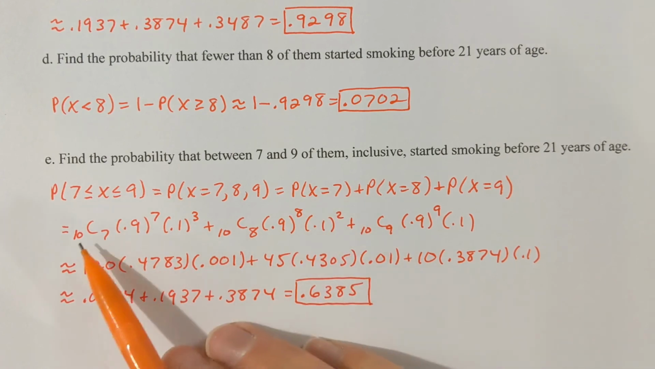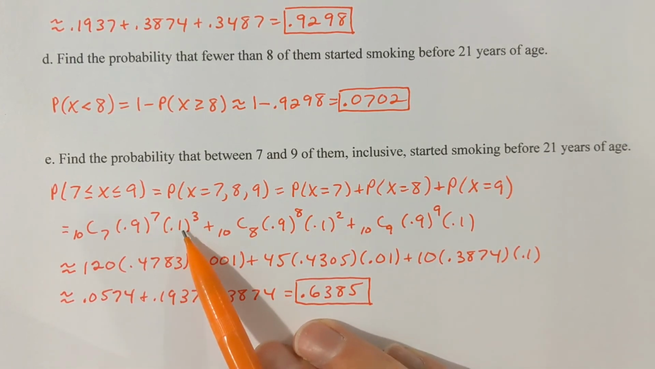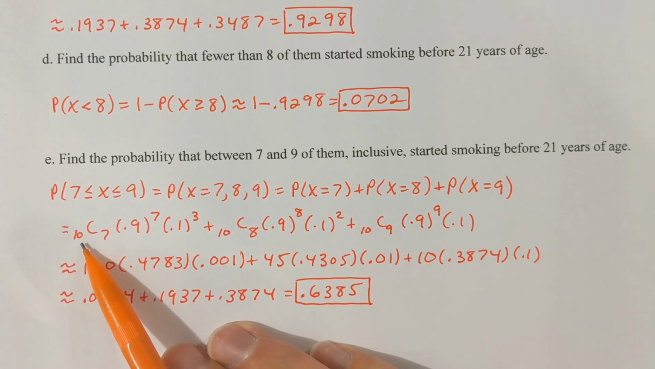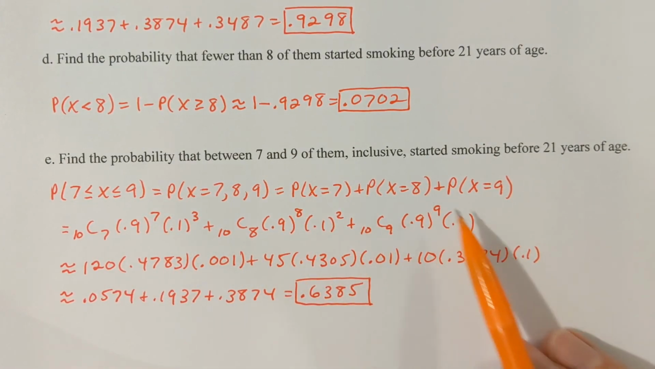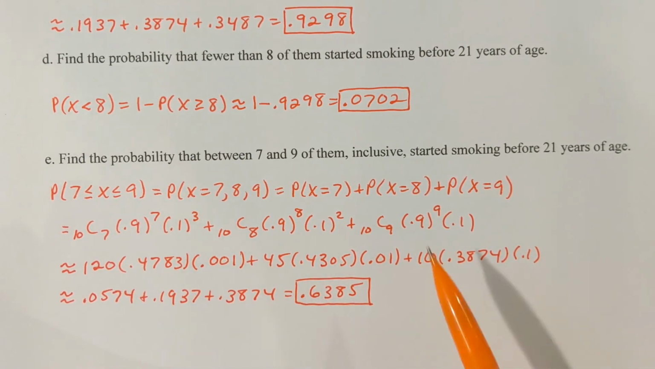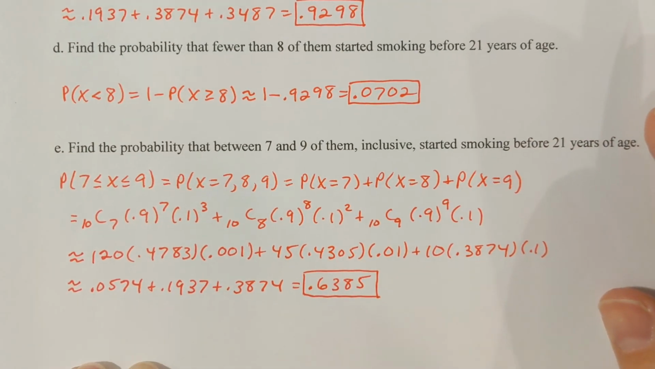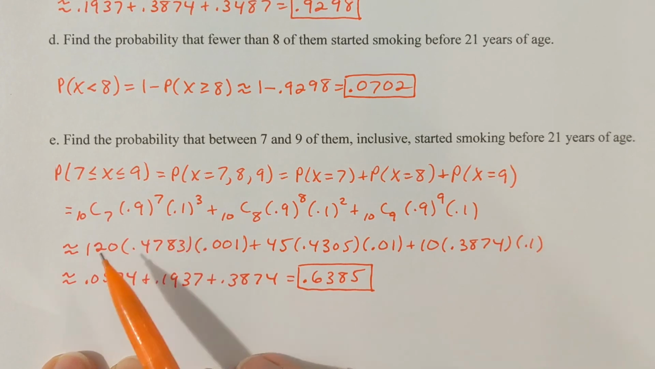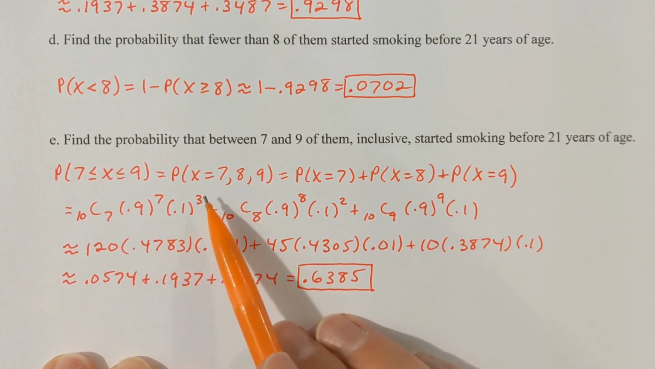When X is 7, it's going to be 10 choose 7 times 0.9 to the 7th times 0.1 to the 3rd. And by the way, the powers of P and Q, when you add them, will always equal N. Check it out here. 7 plus 3 is 10, 8 plus 2 is 10, 9 plus 1 is 10. That will always happen. When you add the powers of P and Q, you'll get N for the problem. All right, so now I need to simplify. 10 choose 7 is 120. 0.9 to the 7th, and then 0.1 cubed.